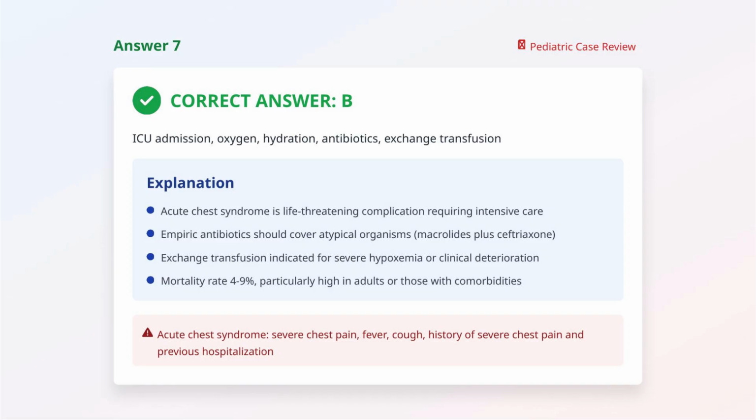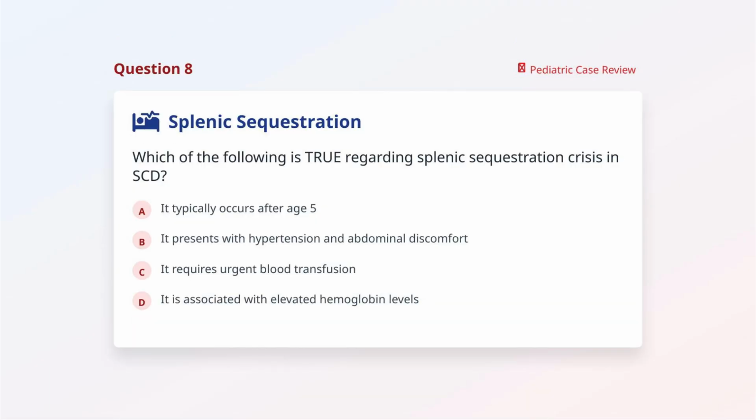The mortality rate for acute chest syndrome is 4 to 9%, particularly high in adults or those with comorbidities. This condition presents with severe chest pain, fever, cough, and often a history of previous hospitalizations. Standard vaso-occlusive crisis protocol alone is insufficient for acute chest syndrome, and immediate splenectomy is not indicated for this pulmonary complication. Which of the following is true regarding splenic sequestration crisis in sickle cell disease?